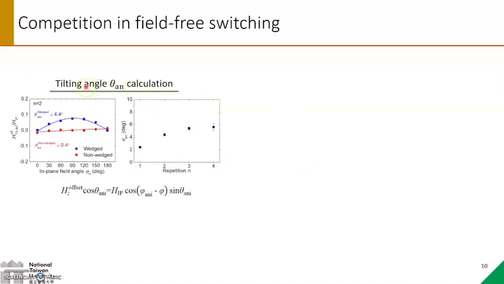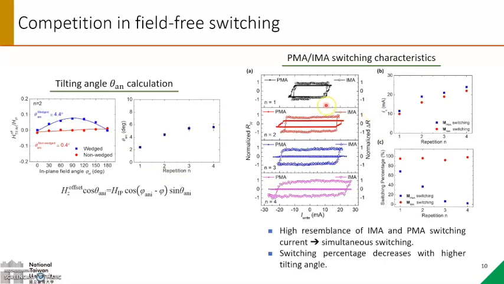We now aim to verify the governing mechanism in assisting field-free switching. The PMA's tilting angle is fitted by treating a shift in the hysteresis loops as the external field's projection onto the PMA's z-axis, which should be slightly tilted towards the y-axis due to the wedge. The extracted tilting angle shows an increase from 2 to 5 degrees as the repetition n increases from 1 to 4. We then individually tested the field-free switching behaviors.